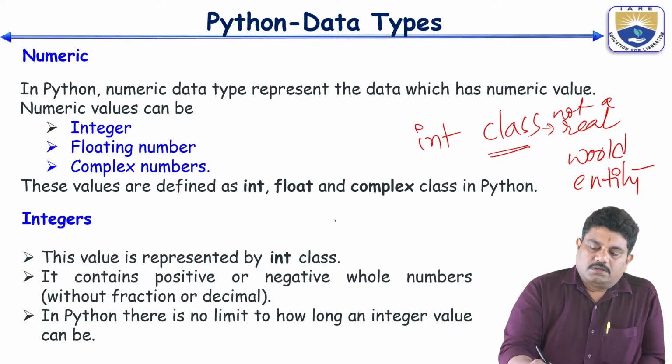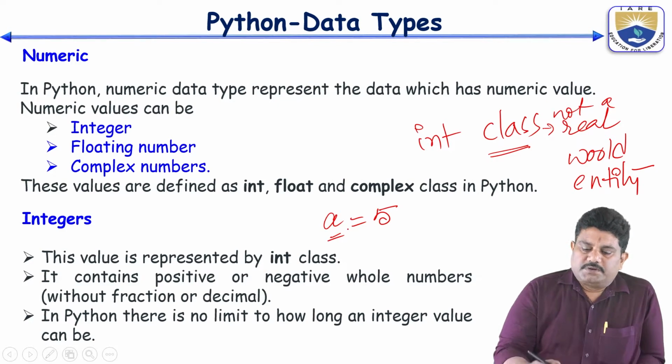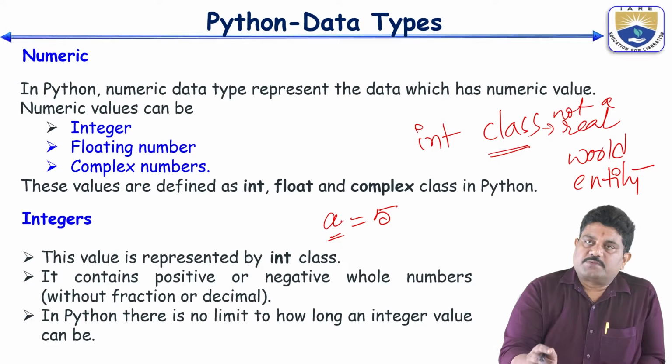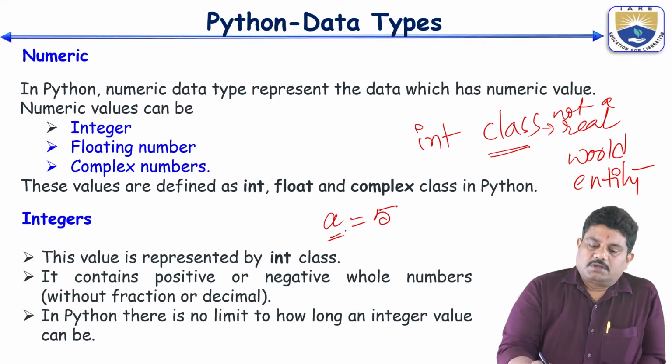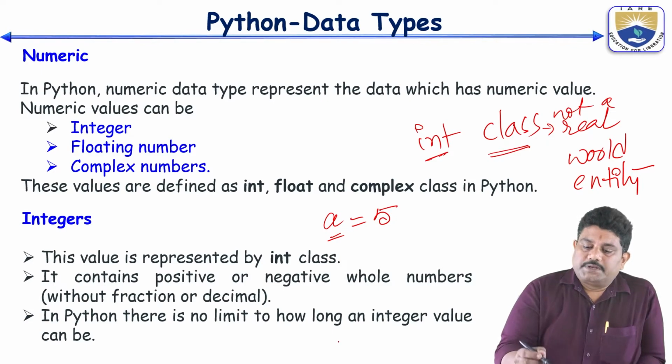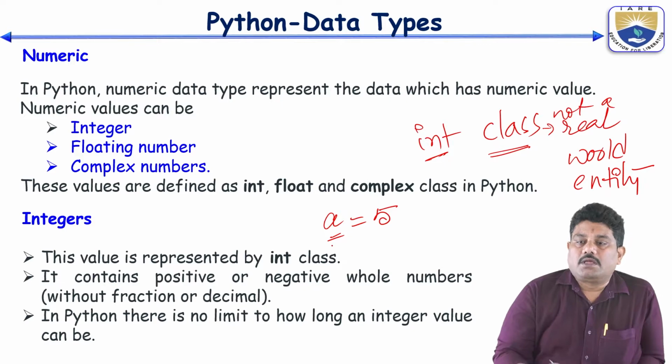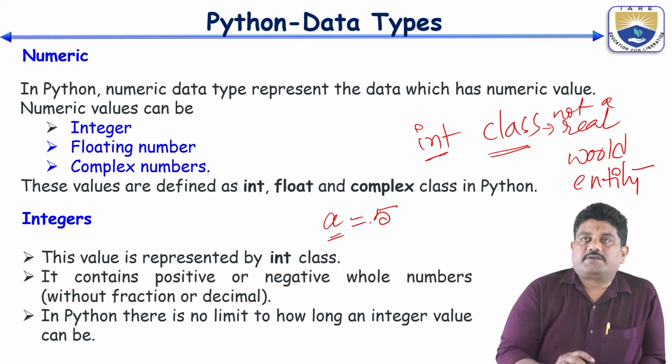Now, if you declare a equal to 5, this a becomes an integer type. It means it's a real world entity which has some space, some properties, and can store the value 5 in it, in the memory. But int itself is a class, and you cannot store values in int. It is not possible. Whenever you create a variable of type int, then only you can store a value or data in that variable.